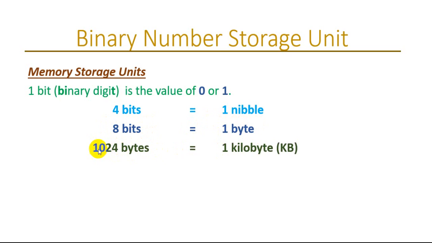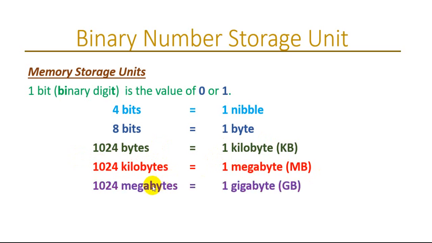See, 1024 bytes because of the previous slide, where I showed you how binary works. What binary considers close to 1000 is 1024. That is why 1024 bytes is 1 kilobyte, not 1000 bytes. They don't use 1000 bytes, they use 1024 bytes to indicate 1 kilobyte because of that weightage reason. Then 1024 kilobytes is called 1 megabyte, MB.